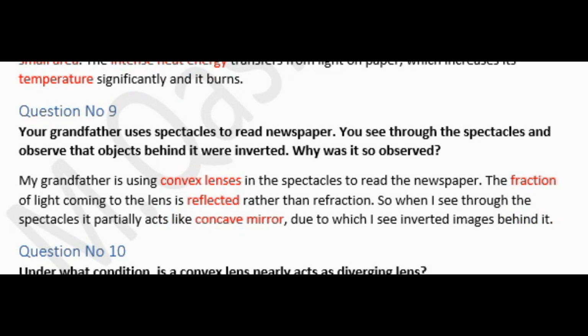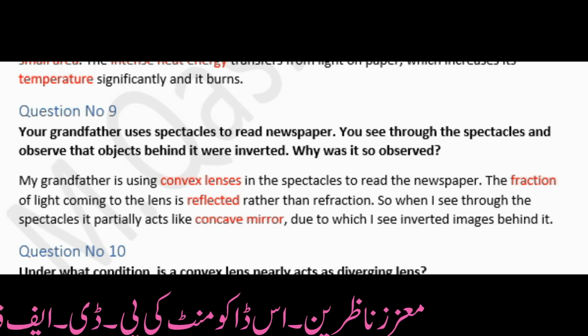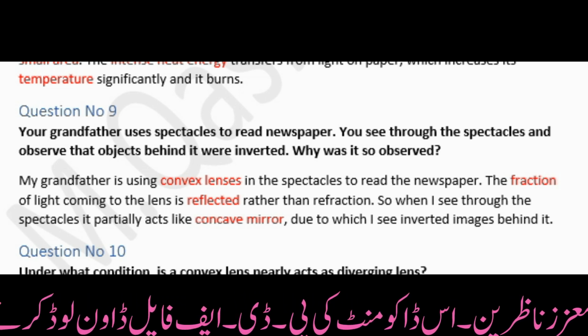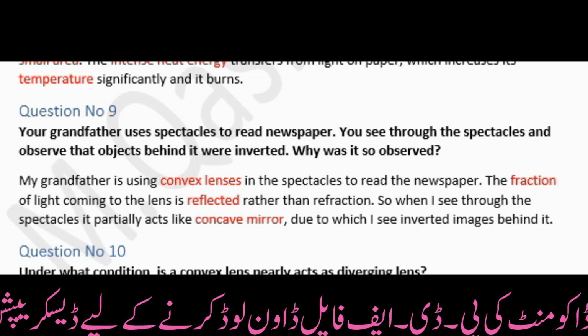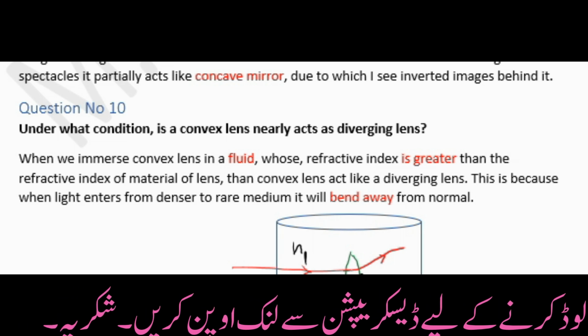Question number 9. Your grandfather uses spectacles to read the newspaper. You see through the spectacles and observe that objects behind it are inverted. Why was it so observed? My grandfather is using convex lenses in the spectacles to read the newspaper. A fraction of light coming to the lens is reflected rather than refracted. So when I see through the spectacles, it partially acts like a concave mirror, due to which I see inverted images behind it.